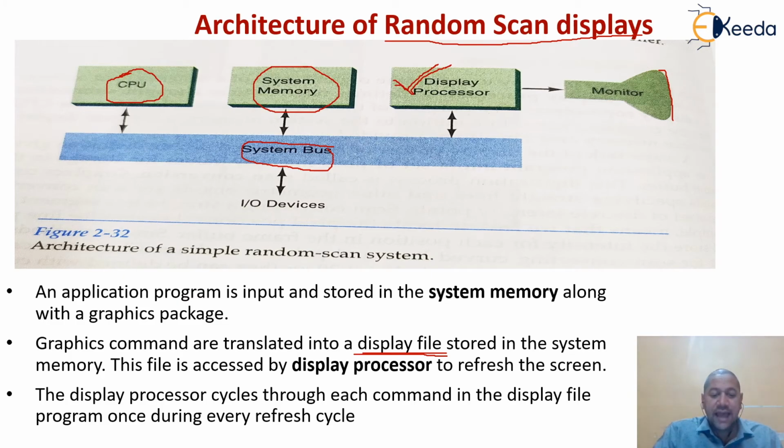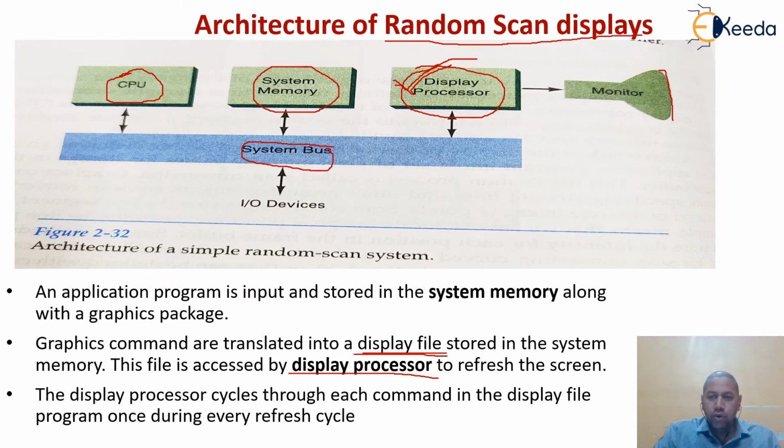Now this file is accessed by the display processor. So that is what I told: only one important additional component is there, and the additional component is the display processor. This file is accessed by the display processor to refresh the screen. The display processor accesses this file through the system bus, since it is stored in the system memory. Through the system bus it accesses it, sends it to the monitor, and also refreshes it.